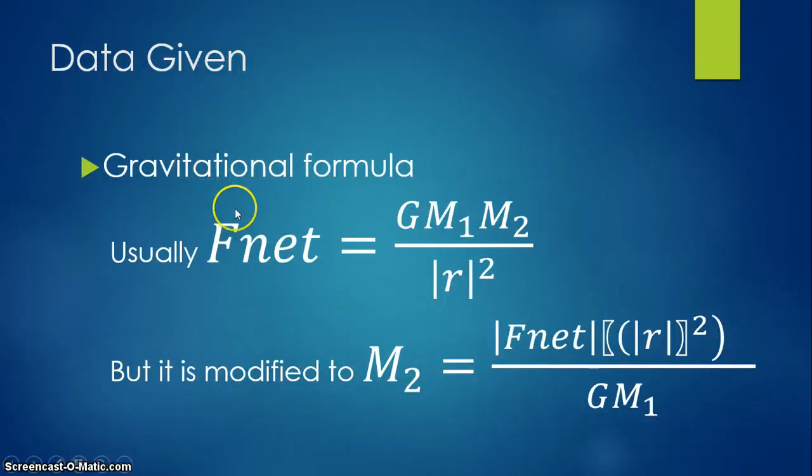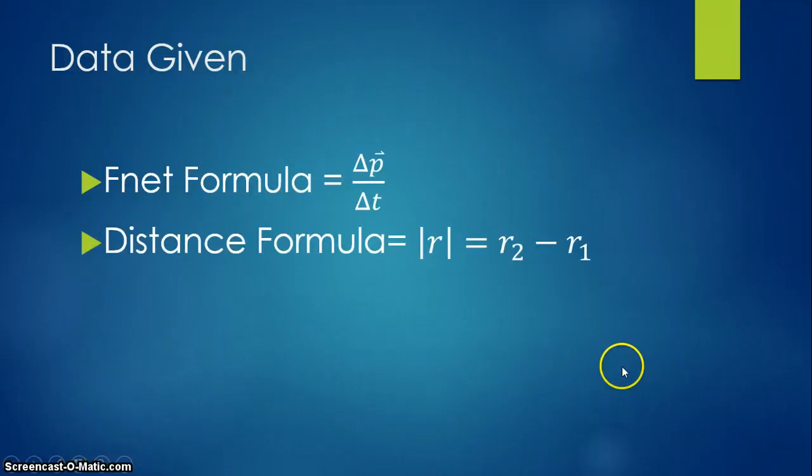We are also given the gravitational formula, which is usually F net equals the gravitational constant times the mass of object 1 times the mass of object 2 over the distance squared. But it's modified because we are actually looking for the mass of object 2, the black hole, rather than F net. So mass of object 2 equals F net times the distance squared over the gravitational constant times the mass of object 1. We are also given the F net formula, which is delta P over delta T when the time step is small.